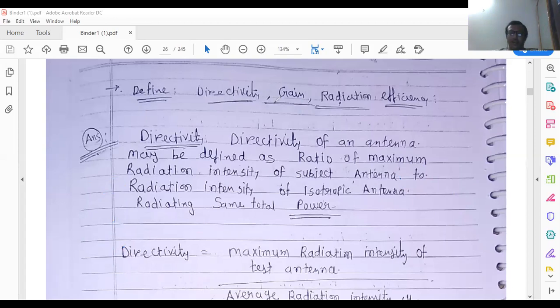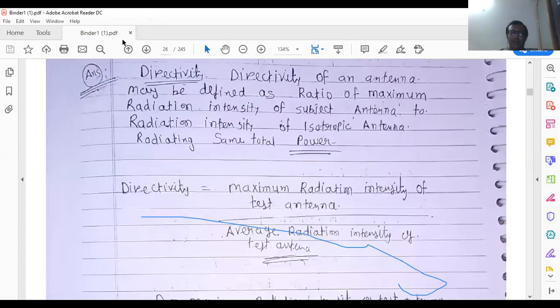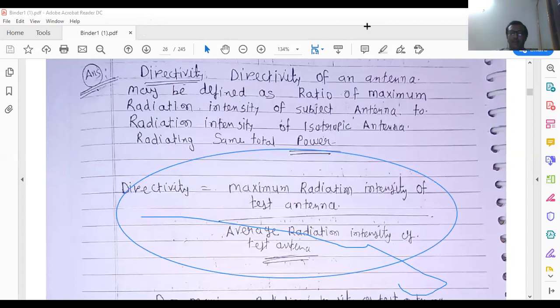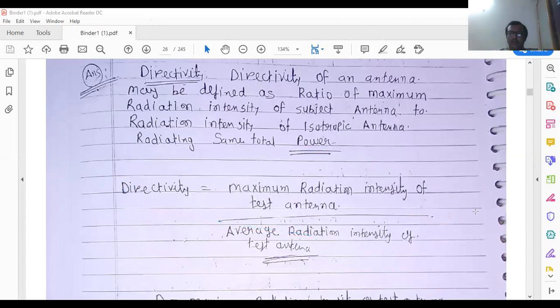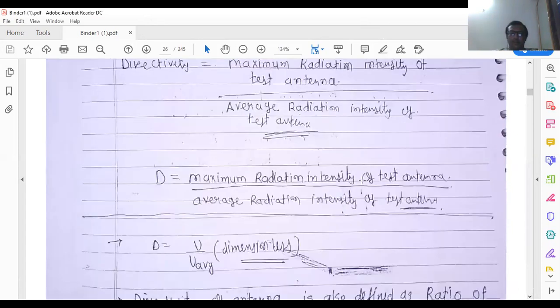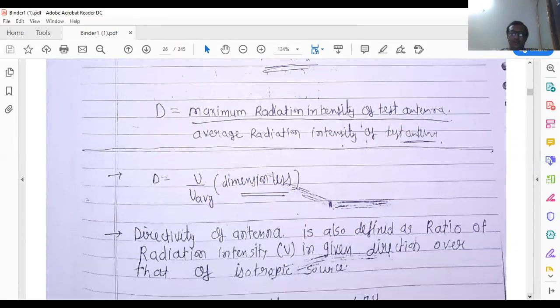Directivity is the maximum radiation intensity of the test antenna divided by the average radiation intensity of the isotropic antenna. It is the concept of directivity. Maximum radiation of the test antenna divided by the average radiation intensity of the test antenna.